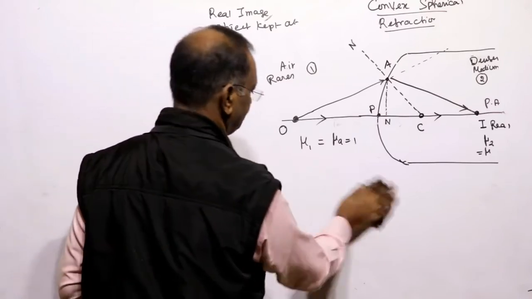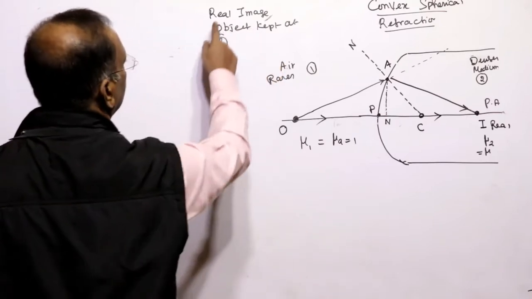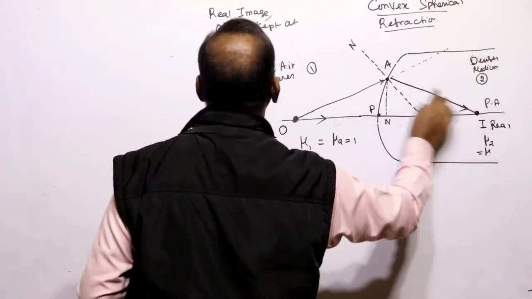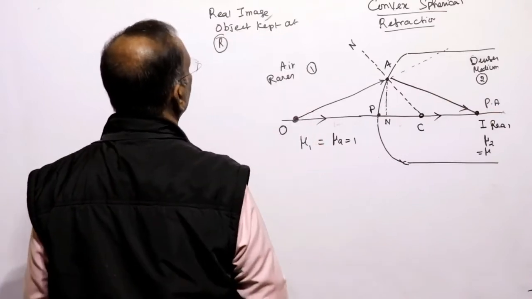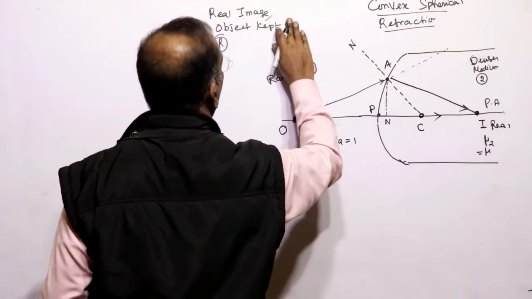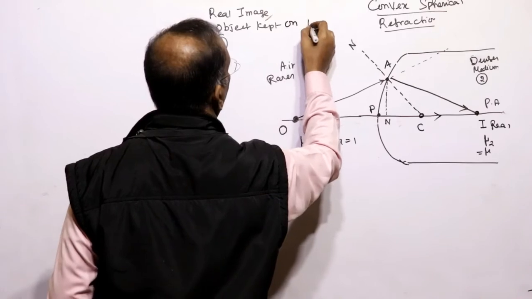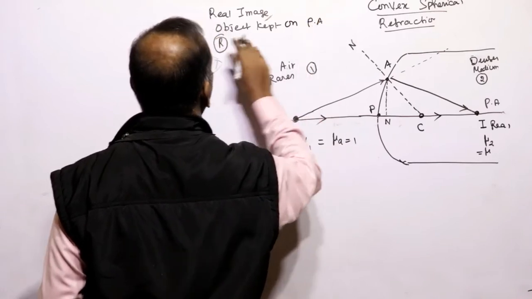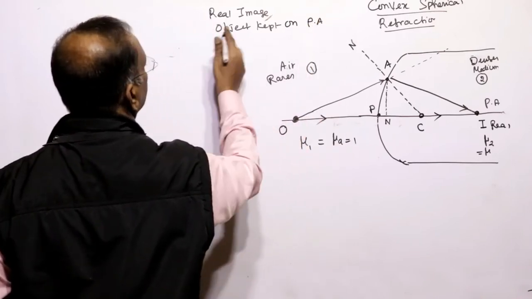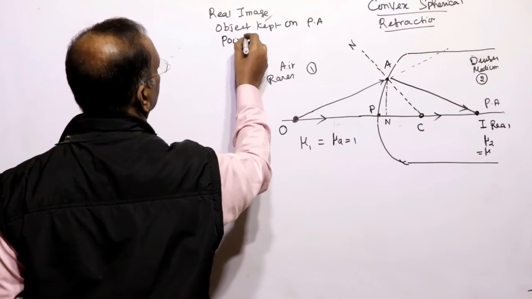So now let us see here. This is a real image. The object is kept on the principal axis, and the object is a point object.